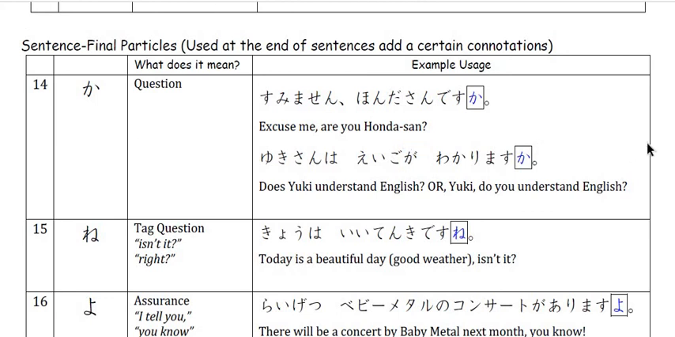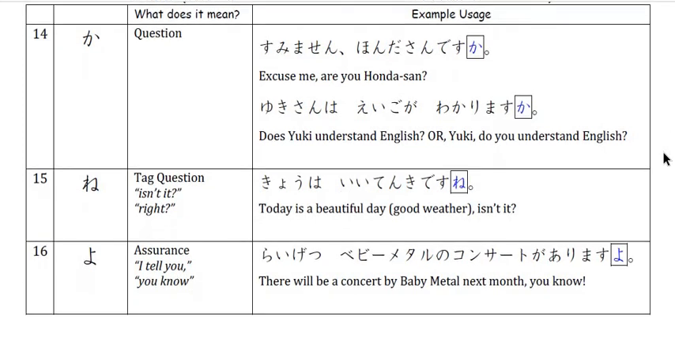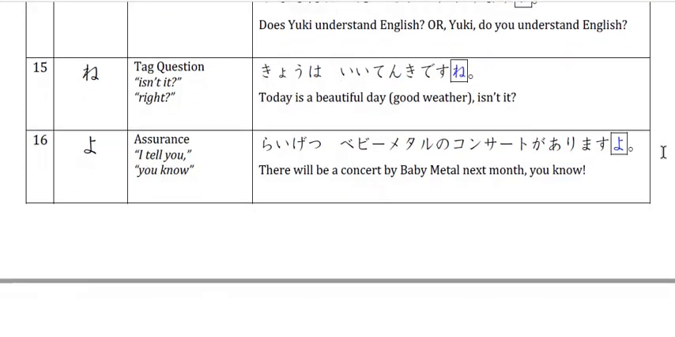The next particle is the particle ne. It is also found at the end of the sentence, and it is a question tag. So if you want to say "isn't it" or "right," you are going to mark it with the particle ne at the end of the sentence always. So if you want to say simply, "You're Risa sensei, aren't you?" how would you say that in Japanese?